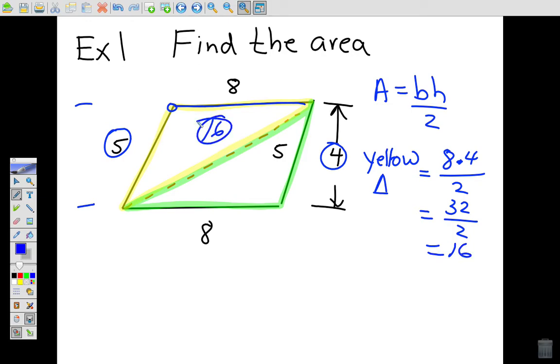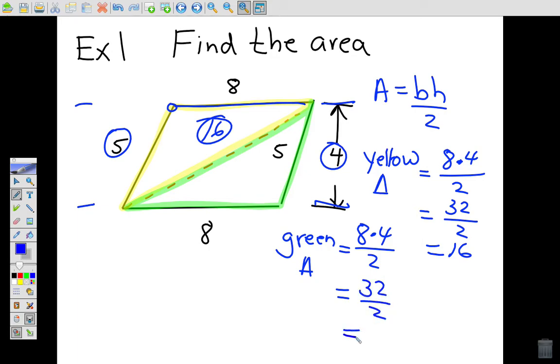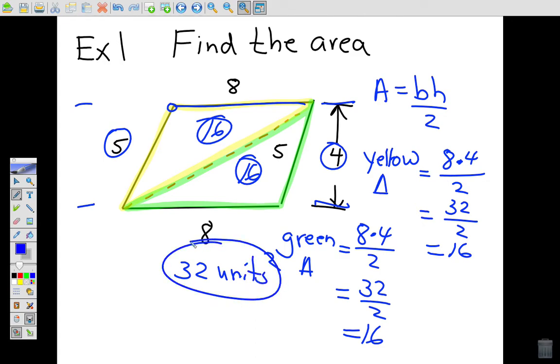Now how about the green? The green triangle, the base is 8, same thing as the yellow. What's the height of the green one? Straight from top to bottom, straight up and down, it's also 4, and divide that by 2. Well, we've got the same numbers, don't we? So 32 divided by 2, which is 16. The area of the green is also 16. Add the two together, and the area is 32. There's not a label on this, but we'll call it 32 units squared.